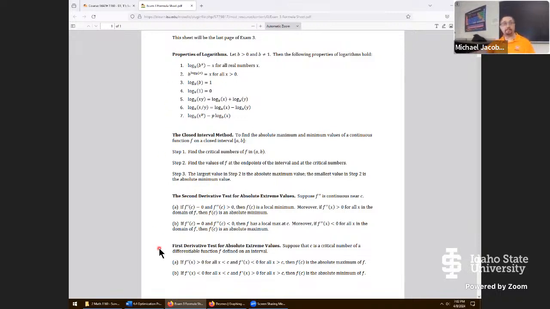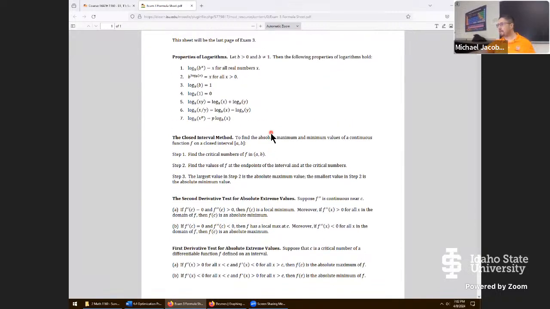After that, it's just the different methods that we were looking at. Third exam is all about optimization. So I've got the closed interval method for absolute maximums and minimums. The second derivative test for absolute extreme values is going to be provided, and the first derivative test as well for the same kind of purpose. So this will be your last sheet, and it'll be a real sheet that you could tear off if you choose to do so. Once you see these kinds of things, it's always good to take inventory of what's provided as well as what's not provided.